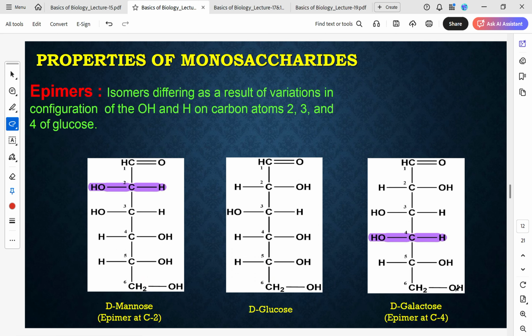Epimers result when isomers have variations in the configuration of OH and H on carbon atoms 2, 3 and 4. So the changes in enantiomers happen in the 5th and 6th carbon, whereas changes in epimers happen in the 2nd, 3rd and 4th carbon. And then you say it's an epimer at carbon 2 or carbon 3 or carbon 4.